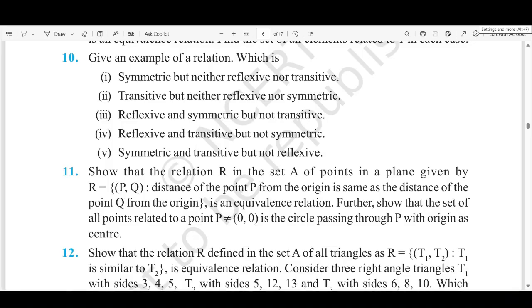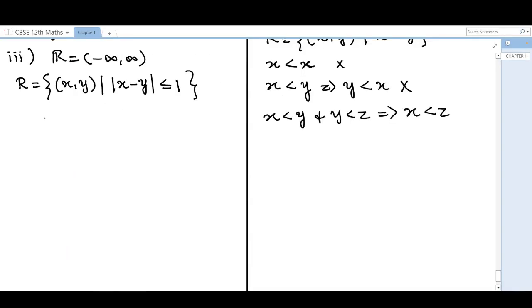Third one, reflexive and symmetric but not transitive. So, now let us verify whether this is reflexive. So, if you take any real number, their absolute difference between x and x will be equal to 0. So, the absolute value is less than or equal to 1. Thus, it is reflexive. If you take two numbers x and y such that x is related to y, this implies modulus of x minus y is less than or equal to 1. So, now we have to verify whether y is related to x.